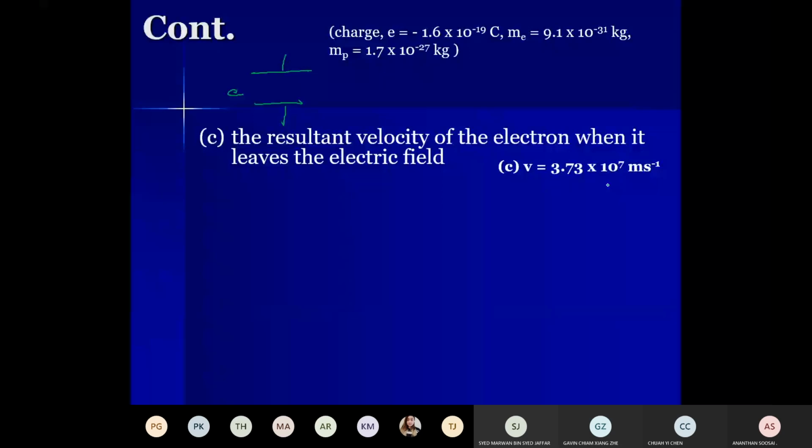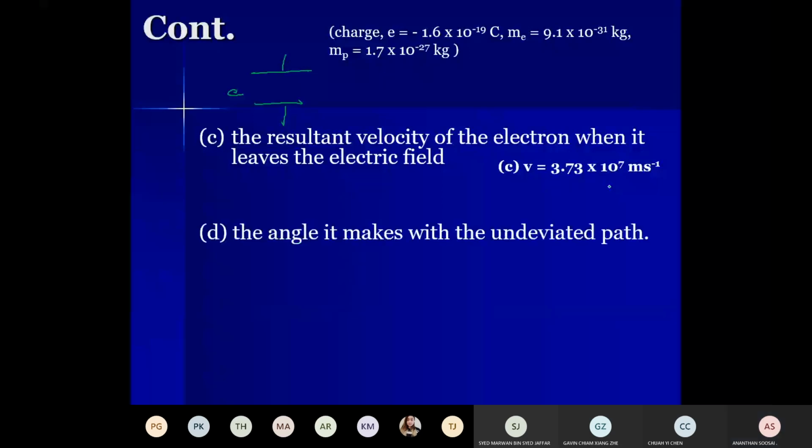Part D. Okay. So 1 minute for you. Get me the answer. What is the angle it makes? The angle it makes with the undeviated path.